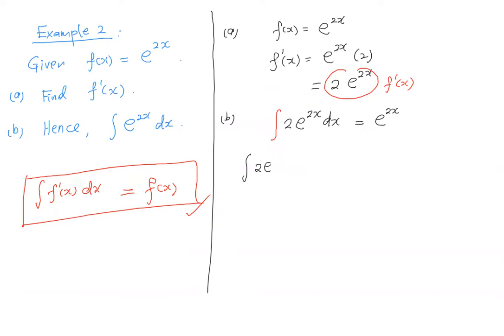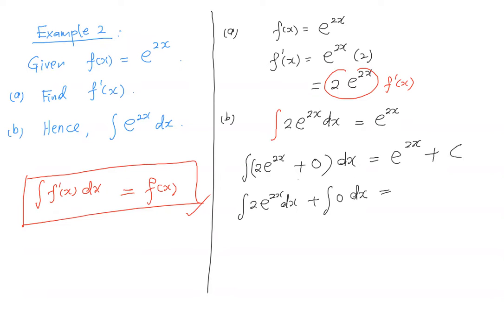Integrate 2e to the power 2x. Anything plus 0, you won't change the value, am I right? So this is equal to e to the power of 2x plus integrate. When you have a plus and minus, you can split into 2 parts. All right? So therefore, that's why this is plus c. Do you get me?